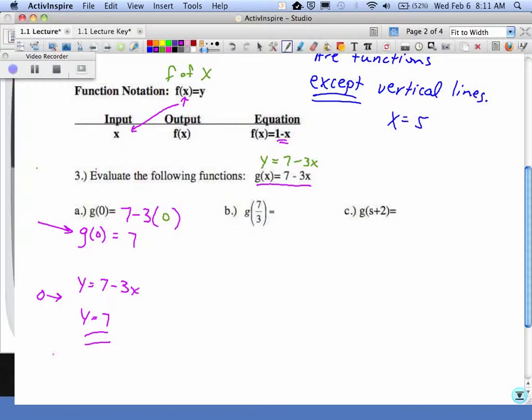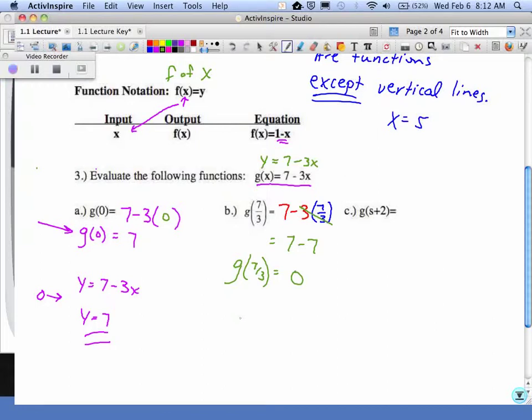Inputs and outputs. So if I go to 7/3, 7 minus 3, and again, what goes in for the x? 7/3. What happens if you multiply by 3 and divide by 3 at the same time? 7 minus 7 is 0, right? So g of 7/3 is equal to 0.